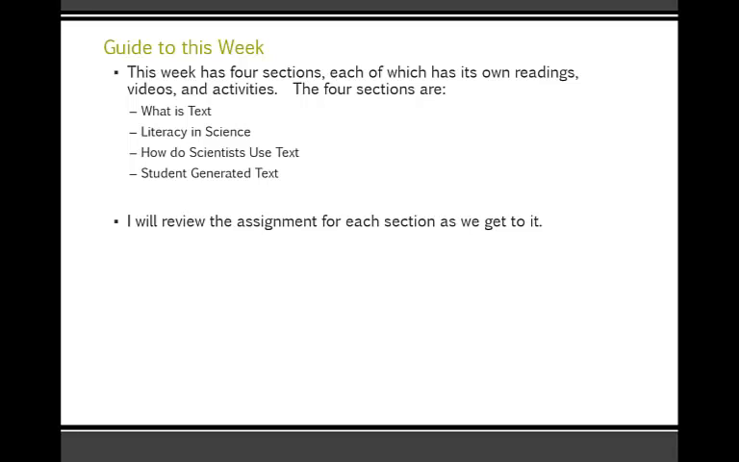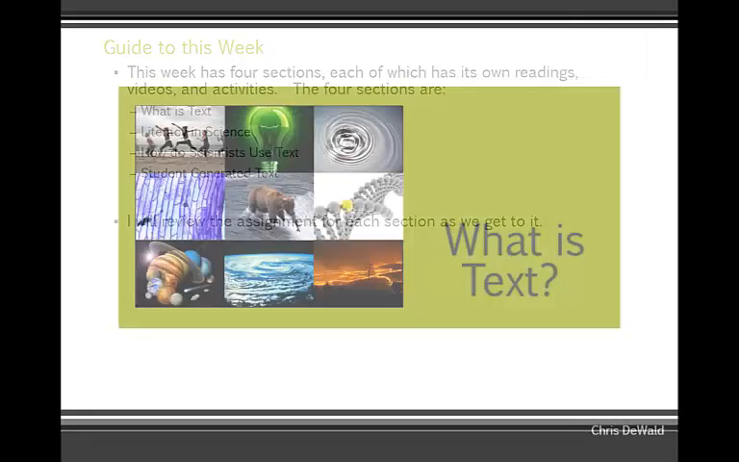Quick guide to this week. This week has 4 sections, each of which has its own readings, videos, and activities. They don't all have all of those things. The 4 sections are what is text, literacy in science, how do scientists use text, and student-generated text. I'll review the assignment for each section as we get to it, and I actually recommend you go through the resources as topics, not all the readings, then all the videos. It'll help it make more sense to you to keep things grouped together into those 4 distinct topics.